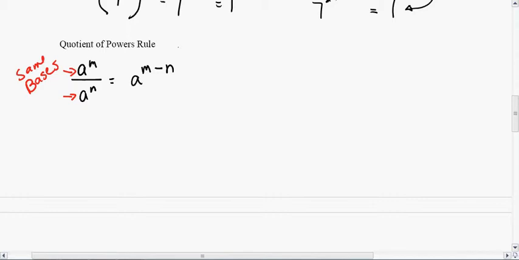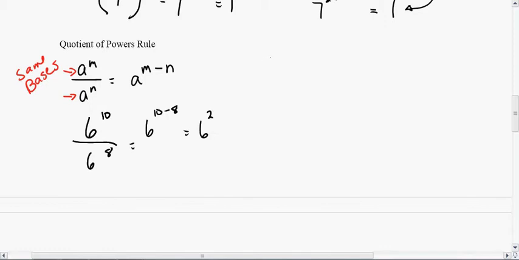I'll use the example that they have here in the book. Let's just do some positive exponents here. We haven't really talked about negative ones yet. I'll use the same base, though. So 6 to the 10th divided by 6 to the 8th would be 6 to the 10 minus 8, or 6 squared.